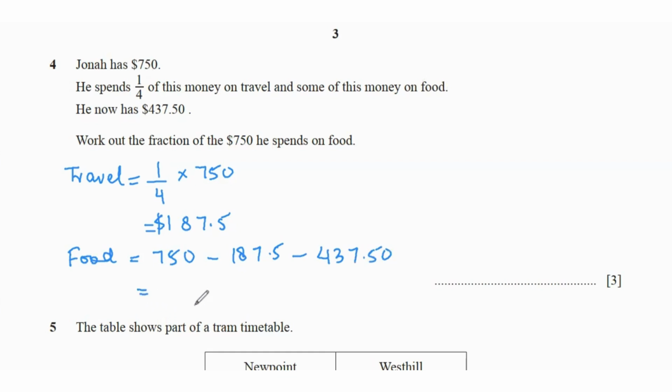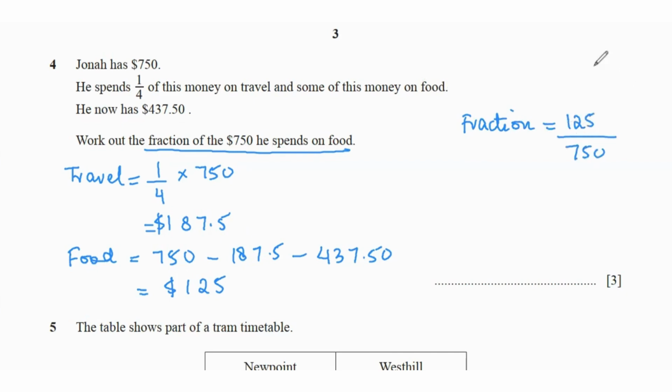So that leaves us with $125. Now this $125 is the amount that he spends on food. They're asking us to find the fraction that he spends on food. For the fraction, we will divide 125 by 750, which is the total amount. And when you simplify it, that equals 1/6. So that is the fraction that he spends on food.